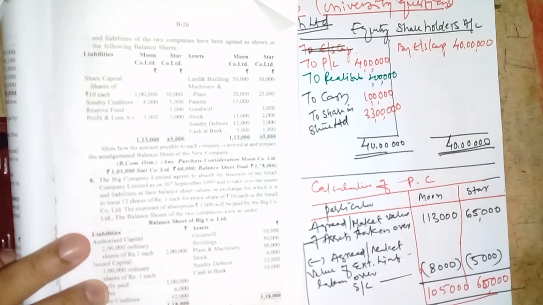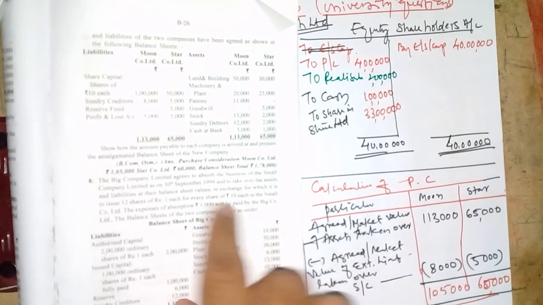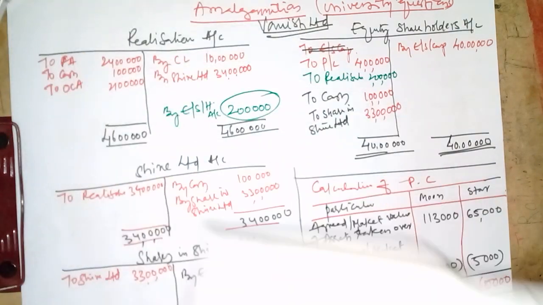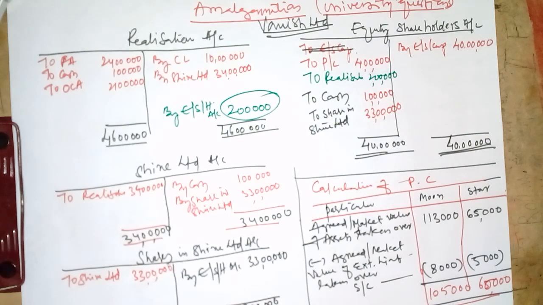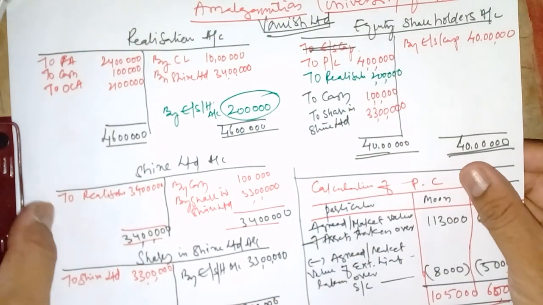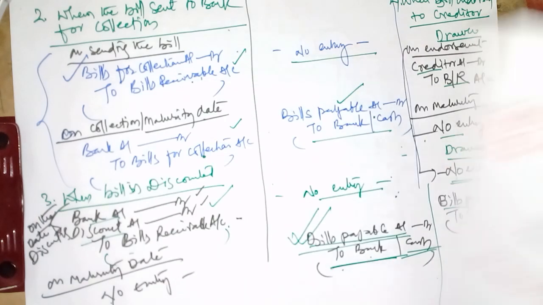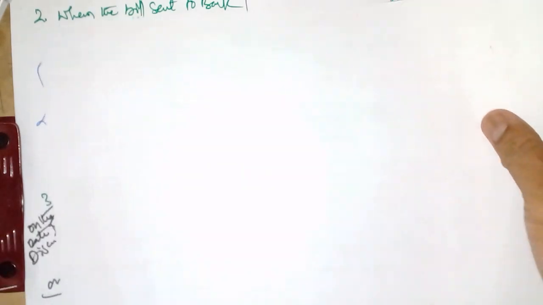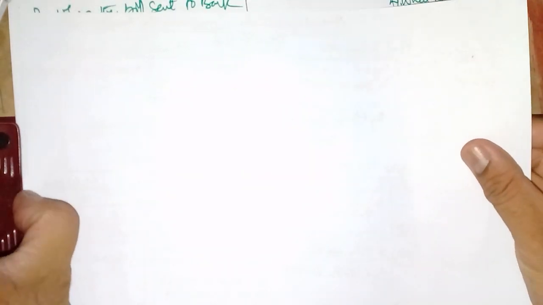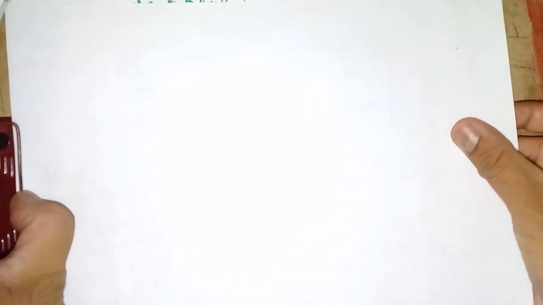So once we have calculated the PC, we are asked to prepare the balance sheet. Which balance sheet? The amalgamated balance sheet of which company? Planet Limited, that is the new company. So we will prepare the balance sheet of Planet Limited, right? So directly we'll proceed to the preparation of the balance sheet.